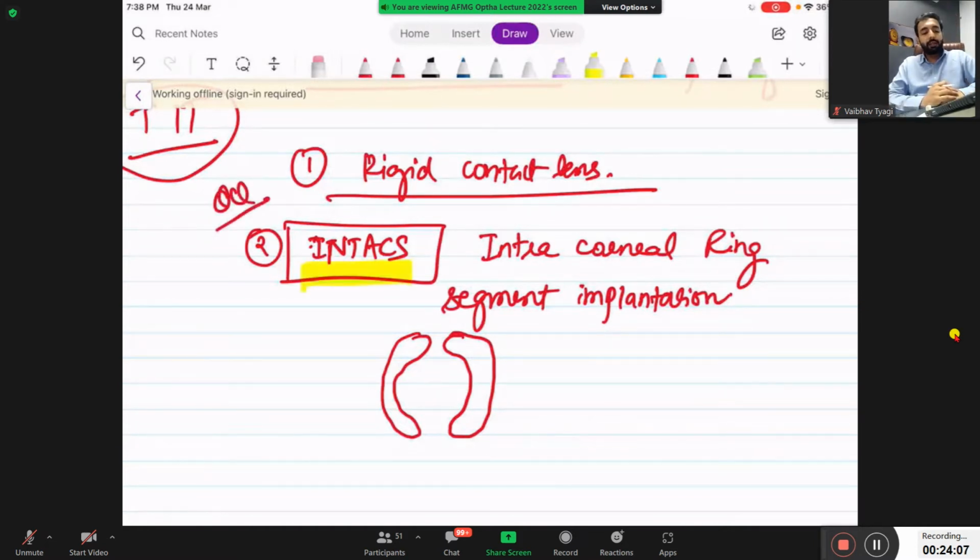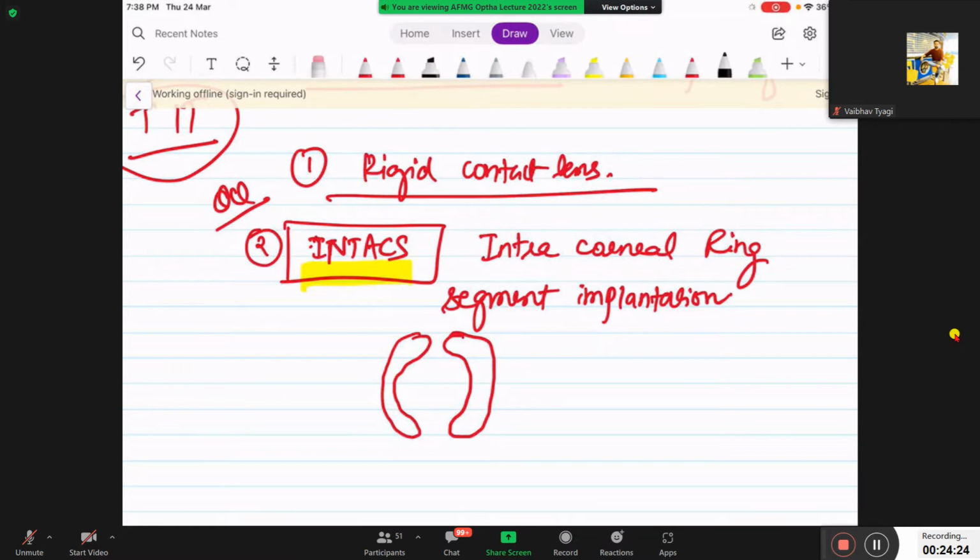So what we do in INTACS, we implant kidney-shaped or bean-shaped rings inside the inner layers of the cornea, which provides strength to the cornea. Clear? Now write down the third treatment option.